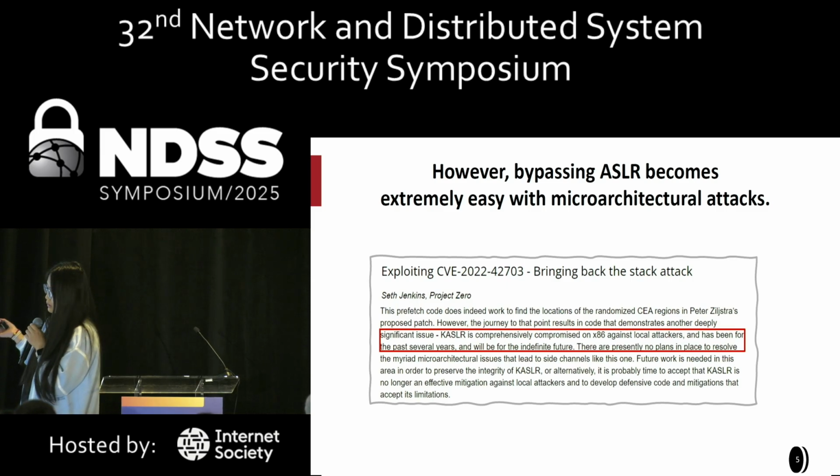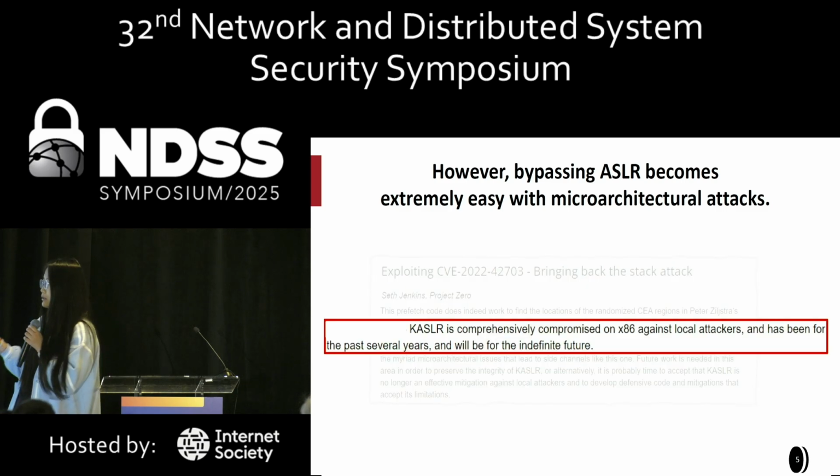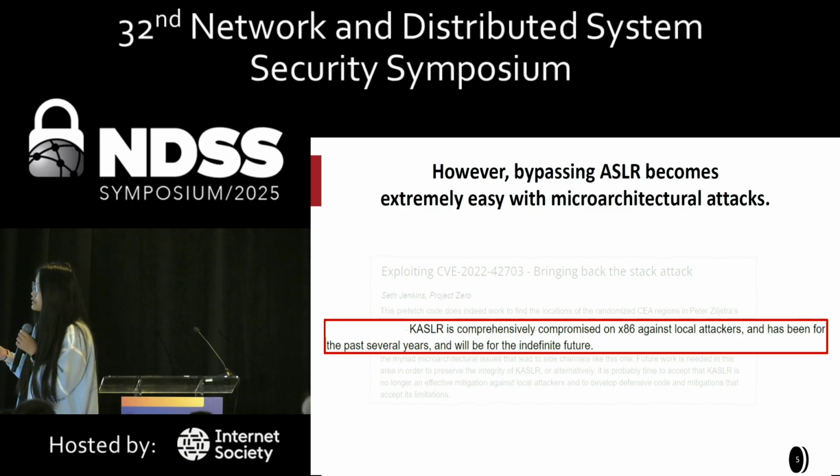Here is a document by the Google Project Zero. In this document, they demonstrate that they can bypass ASR with the prefetch attack and then corrupt the kernel stack. In the same document, they conclude that kernel ASR is comprehensively compromised on x86 against local attackers, and has been for the past several years and will be for the indefinite future.